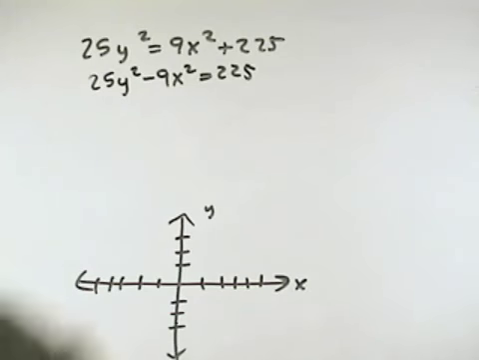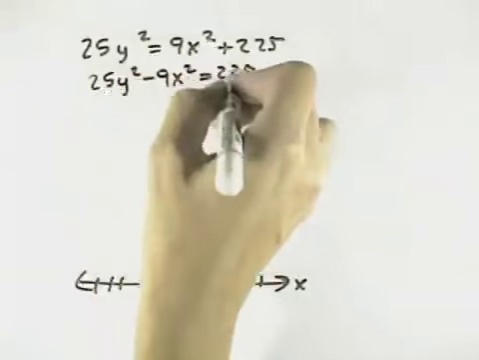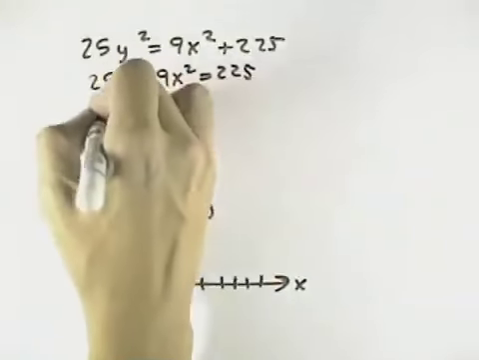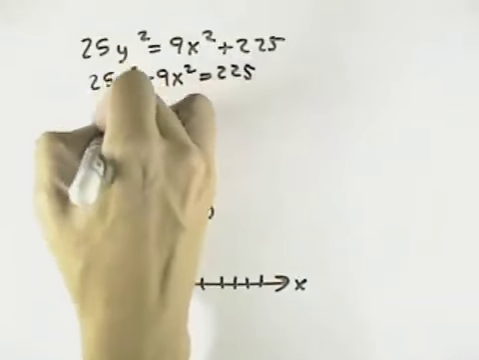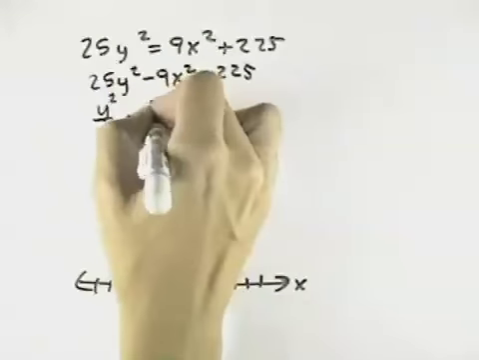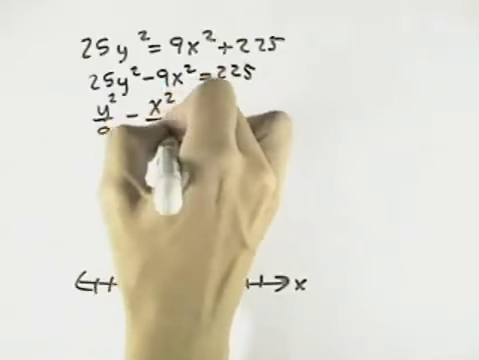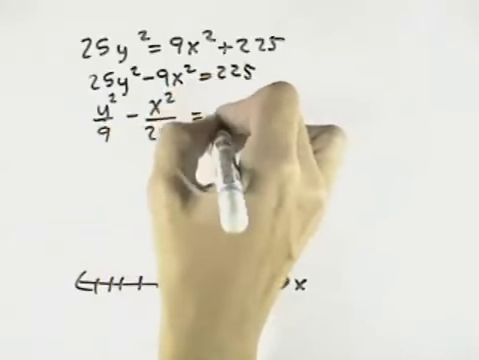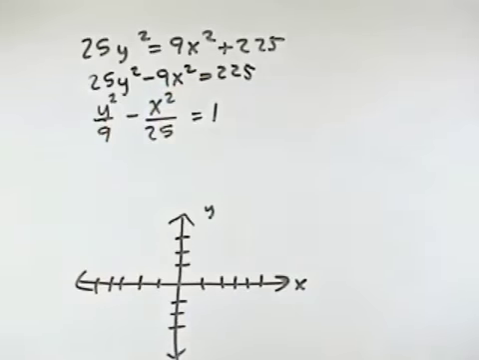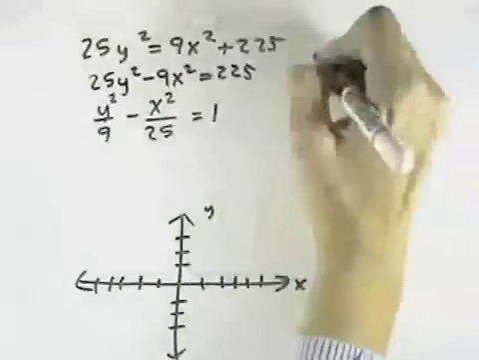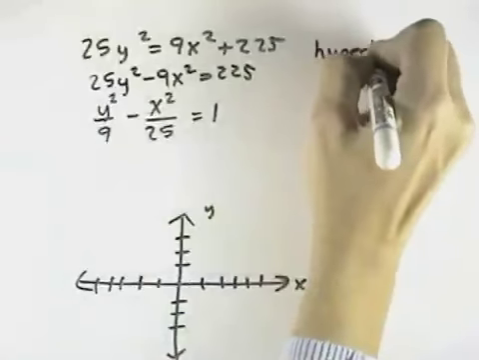9 times 25 is 225. So if we divide all three terms by 225, the 25 in the first term will cancel, leaving y squared over 9. The 9 in the second term will cancel, leaving x squared over 25. And the entire 225 will cancel, leaving 1. And now we can see for this particular type of equation that this is going to be a hyperbola.